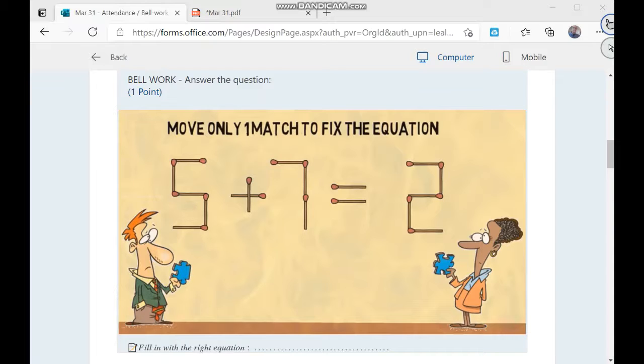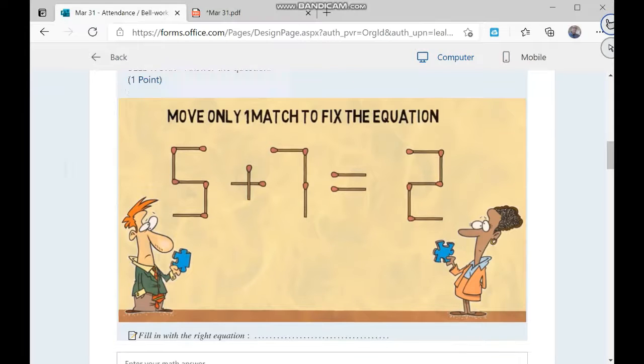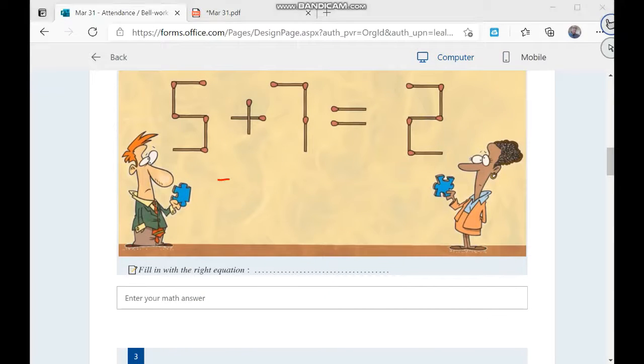Thank you. Timothy broke the secret here for one solution. One solution he found. Thank you, Timothy. We're going to move this match, and this will go to the other side of the equation, and will become a negative, right? So we will have, let me just move this up, the first solution, 5 minus 7 equals negative 2. This is one possible solution. Nice, well done, Timothy, very good.